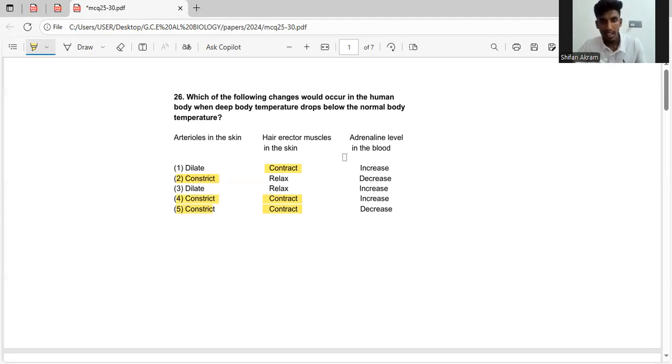And here we increase the level of adrenaline. Again, I'll mark it here. Again, increase. As I said, it's got to be either the fourth one or the fifth one. The fourth one has all the answers, so it's got to be the fourth one. So I'll highlight it fully. Okay.